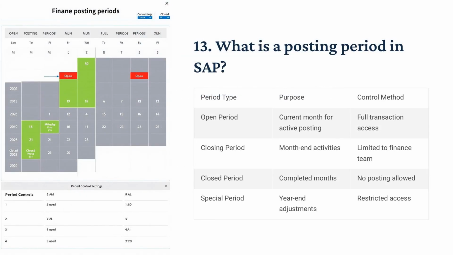13. What is a posting period in SAP? A posting period defines the time frame during which financial transactions can be recorded. Organizations usually keep monthly periods open for accounting entries and control them using posting period variants to prevent unauthorized postings.